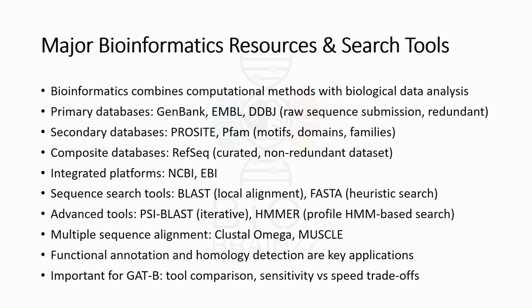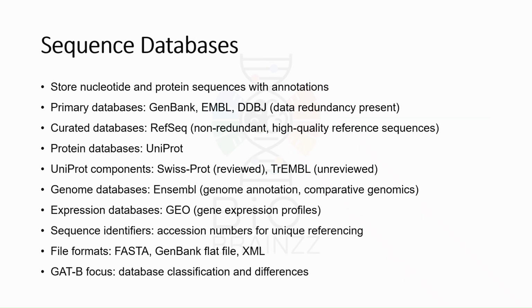For searching sequences, tools like BLAST and FASTA are very important. BLAST is most commonly used because it is fast and gives local alignment. FASTA is also used but is slightly different. Advanced tools like PSI-BLAST and HMMER are used for deeper analysis. In GAT-B, you must remember the difference between these tools and their applications.